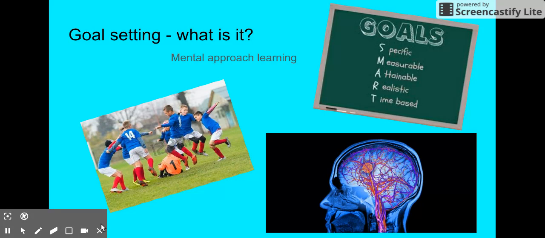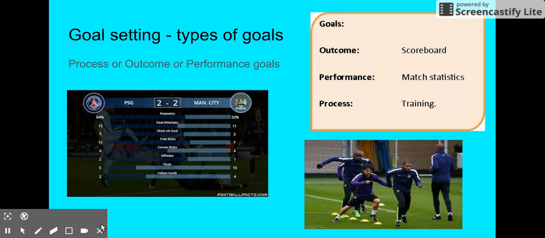So, say if a team has lost a match previously, their goal will be to draw or even win. That could be their goal. Obviously, that would be short term. Long term could be winning the whole league, something like that.